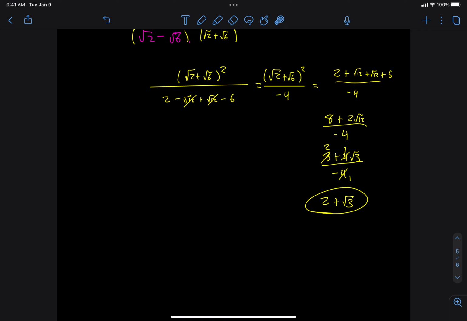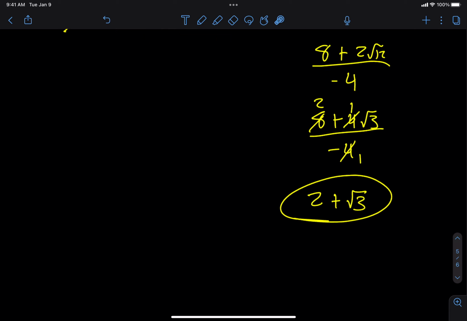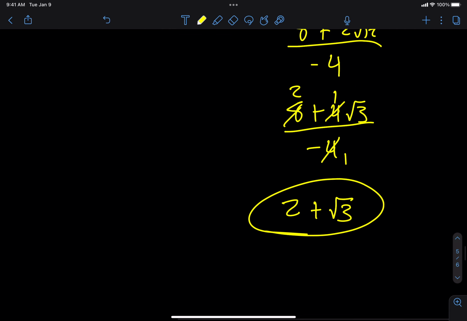Yeah. Where does the negative go with that? I probably made a mistake. Thank you. It should be, yeah, it should be negative and then minus.